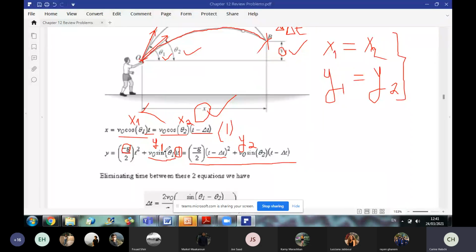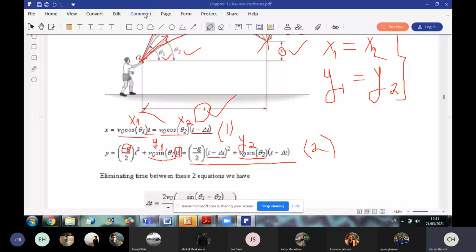So I will replace t in this equation by t minus delta t. The second difference is the angle, so the y component for the motion of particle 2 is v0 sine theta 2. In this way I have two equations and two unknowns, so I can calculate the time t as a function of my variables v0, theta 1, and theta 2. By eliminating t between the two equations, I can get delta t as a function of v0, theta 1, and theta 2.